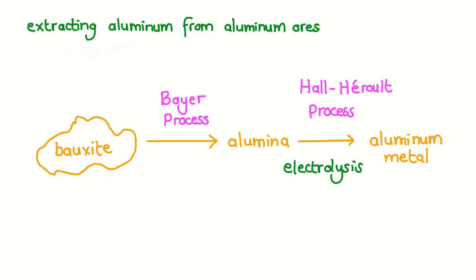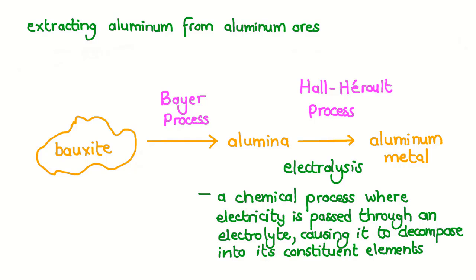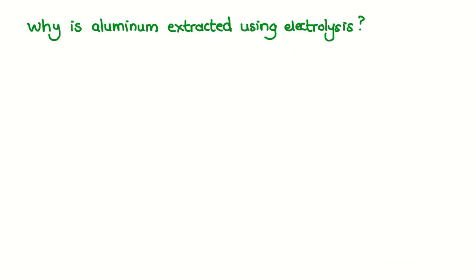The conversion of alumina to aluminum metal is performed using electrolysis. Electrolysis is a chemical process where electricity is passed through an electrolyte, causing it to decompose into its constituent elements. A lot of power is required to drive the electrolysis process, and thus it is costly to produce aluminum. Why then is this method of electrolysis used to extract aluminum?